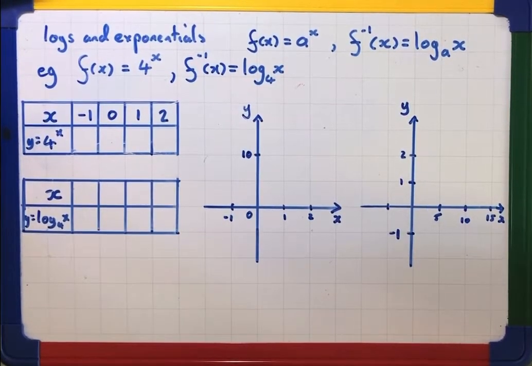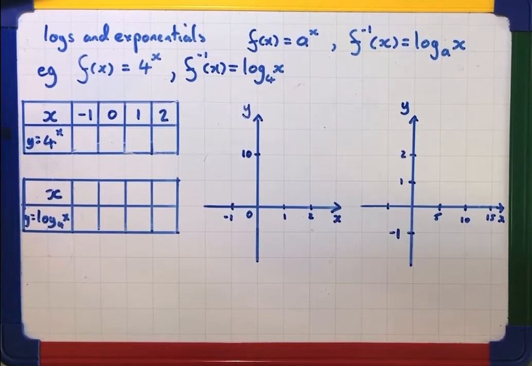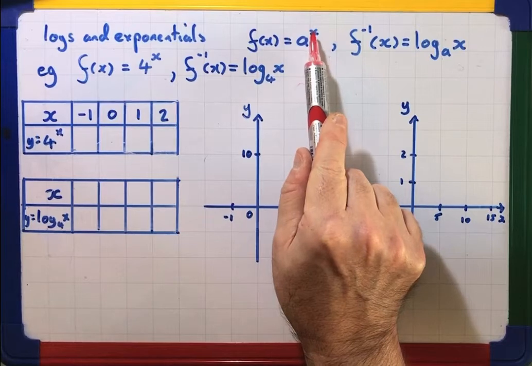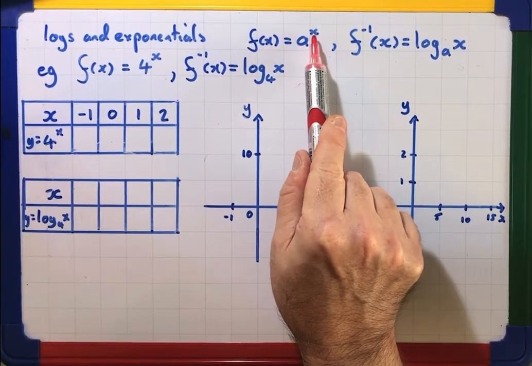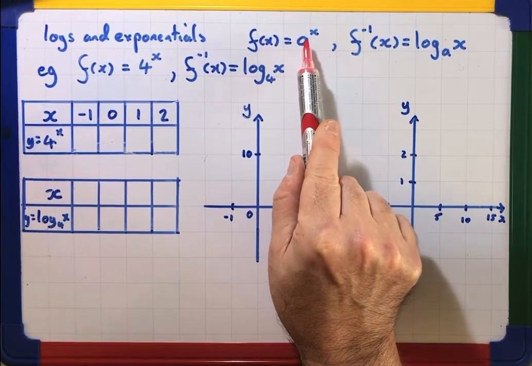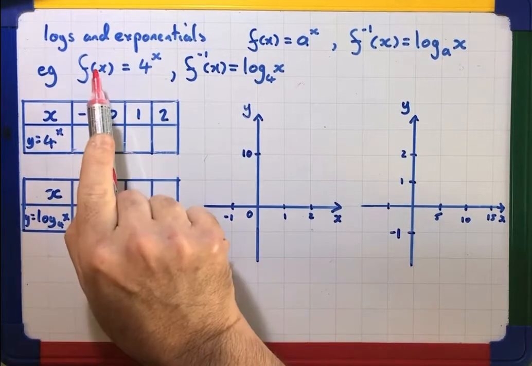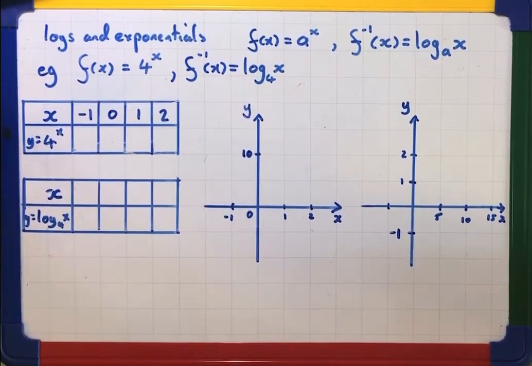Okay, today we're going to look at the start of logs and exponentials. First of all, I want to remind you what an exponential is. Remember, if we have a function which is a to the power x, so the variable is the power and the base is the constant, then that's an exponential. Okay? For example, 4 to the power x is an exponential. The x is the variable and it's the power.